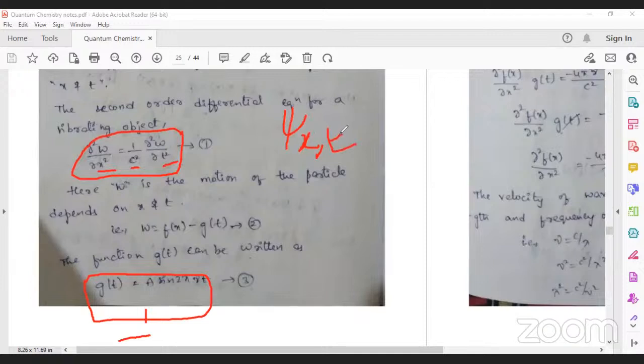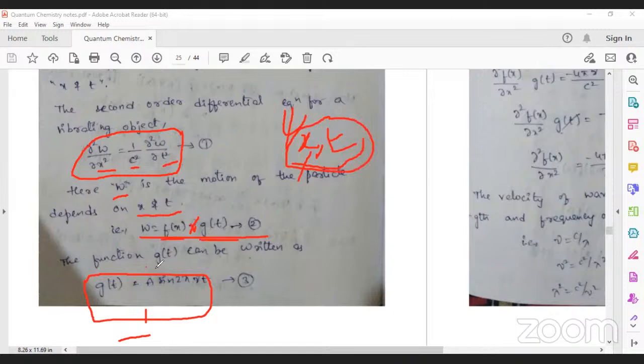So that's why the second order differential equation can be written like this, where W is the motion of the particle that depends on X and T. So we are going to define W. W is equal to F of X into G of T. The W, that is a wave motion, can be defined with the help of the variables X comma T. These two variables are there. X we call F of X, and T we call G of T, right?